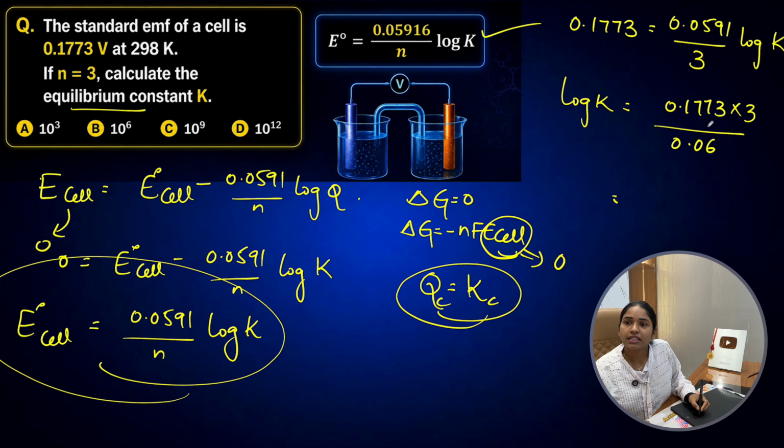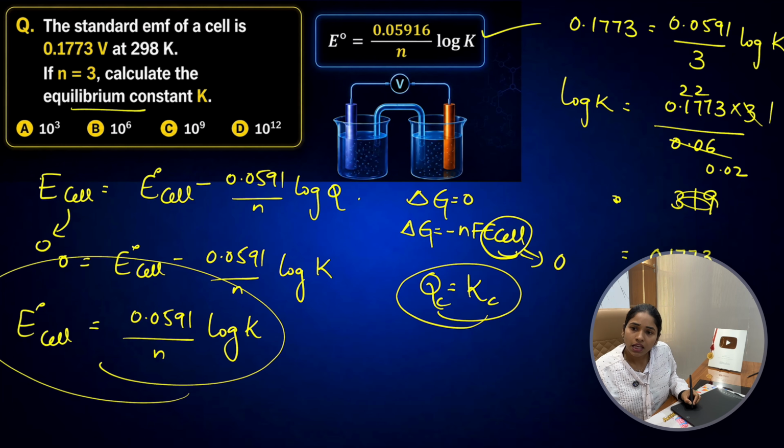Then it will be 3 3s are 9, 3 7s are 21... otherwise I can do one thing. This one, 3 1s are 3, 0.02. So it will be 0.1773 divided by 0.02. Okay.